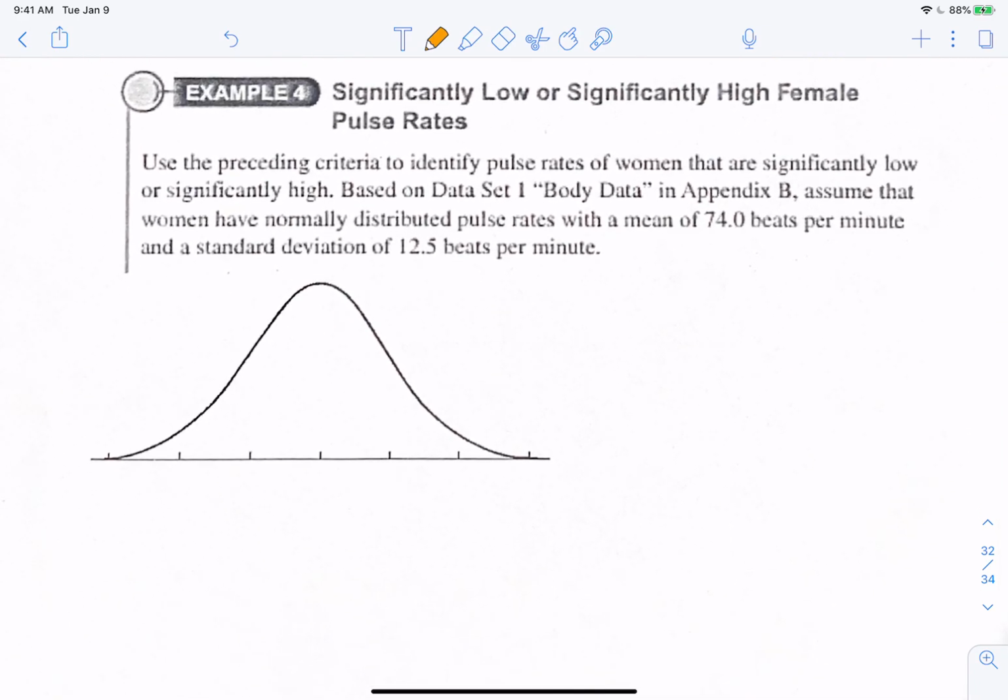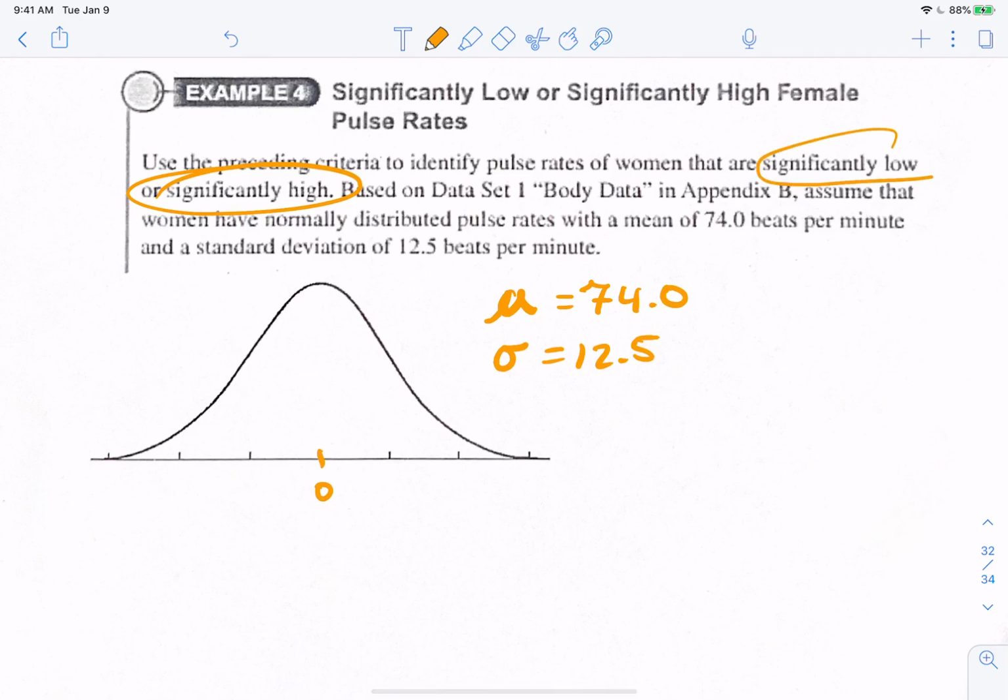Okay? So example 4, use the preceding criteria to identify pulse rates of women that are significantly low or significantly high. Assume that women have normally distributed pulse rates with a mean of 74 and a standard deviation of 12.5. All right, so here we go. Here's 0. I want the cutoff for the highest 5% and the lowest 5%, because they're saying significantly high or significantly low. That means 5% here is the cutoff and 5% here is the cutoff. That's my significantly high, significantly low. Does that make sense?